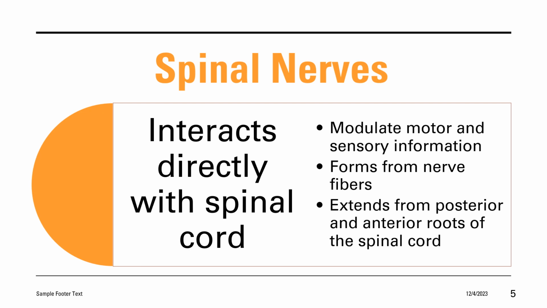Then we have the spinal nerves. These interact directly with the spinal cord. They modulate motor and sensory information. Spinal nerves are formed from nerve fibers. They extend from the posterior and anterior roots of the spinal cord.